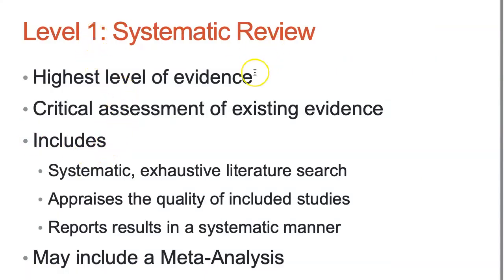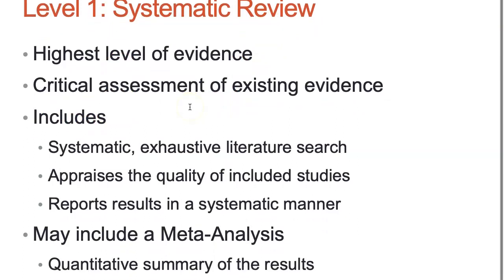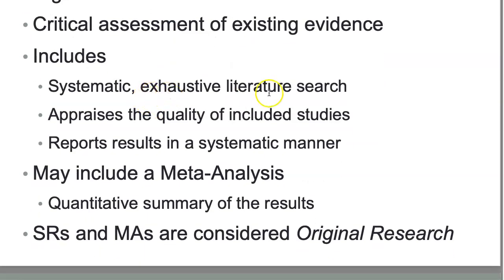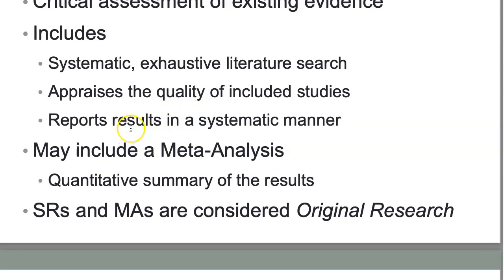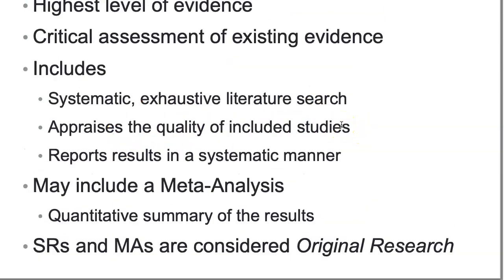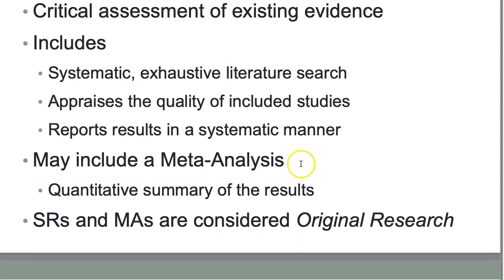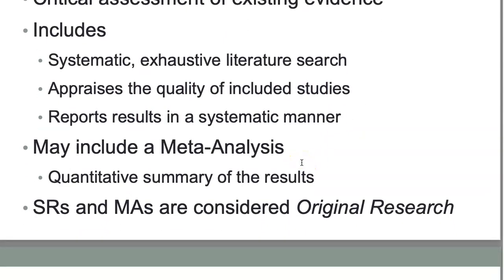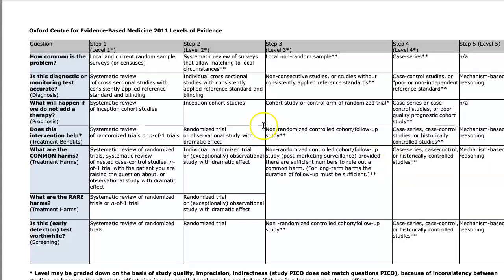So level 1 are systematic reviews. It's the highest level of evidence. As you've been reading some of these already, they're the critical assessment of all existing data up to this point. This includes a systematic, exhaustive literature search. It appraises the quality of each included study that they're reviewing, and it reports in a systematic manner. These are, again, the highest level. Now, it may include a meta-analysis, and again, systematic reviews and meta-analyses are considered original research. So if we look at here, I think that comes up in a bit.